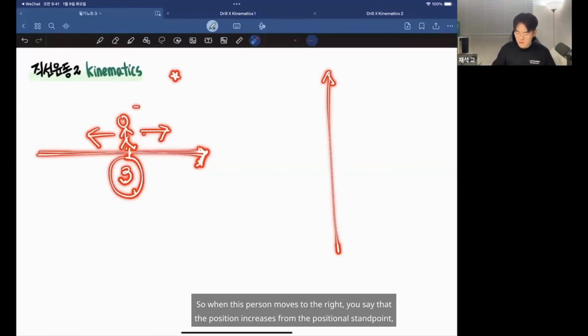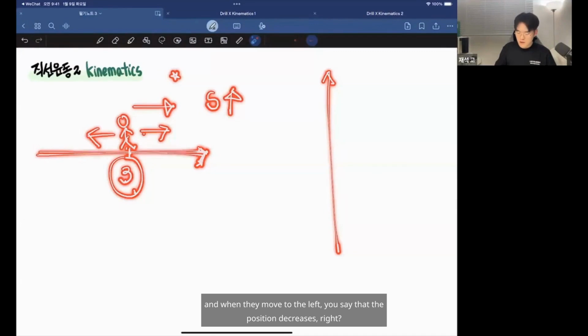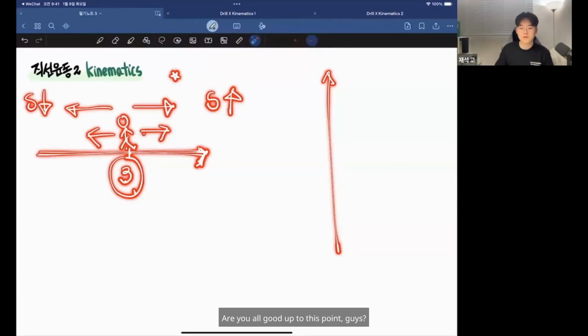So when this person moves to the right, you say that the position increases from the positional standpoint. And when they move to the left, you say that the position decreases, right? Are you all good up to this point, guys?